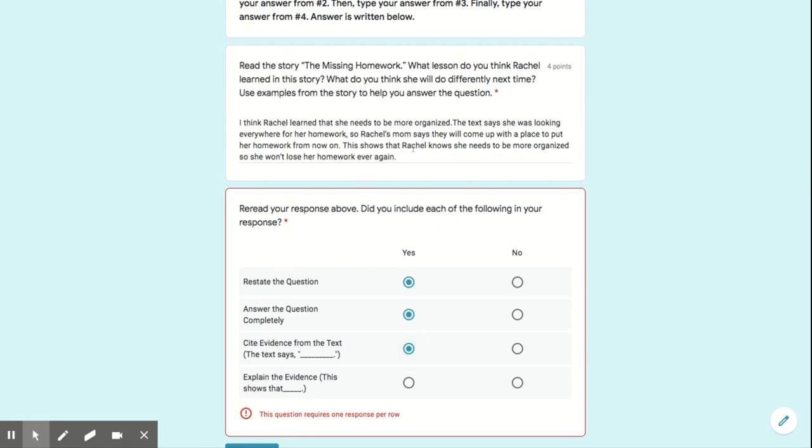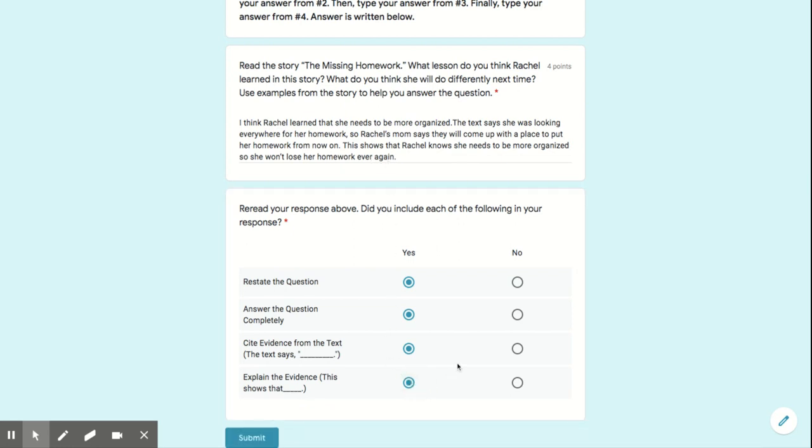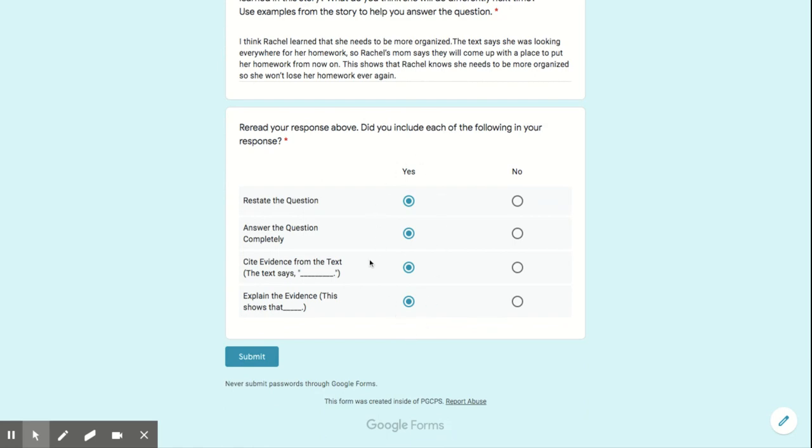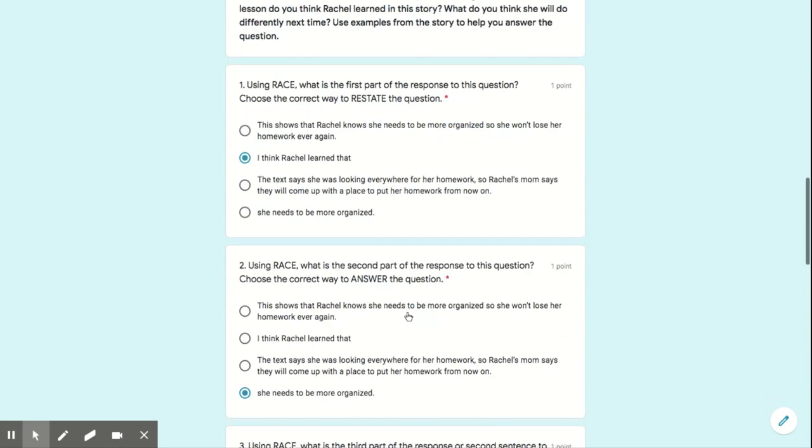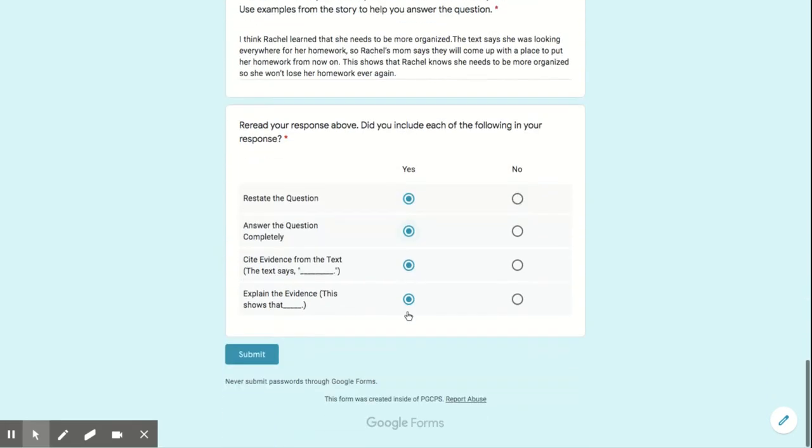This shows that Rachel knows she needs to be more organized so she won't lose her homework ever again. Yep, I explained how those things go together. I have all 4 yeses, and I'm just going to double check again. I have every question answered. And then I'm going to push this button down here, submit. It's very, very important that you push that button. Okay, so that was the review of last week. Make sure you do almost the same exact thing for this week, just a different story.